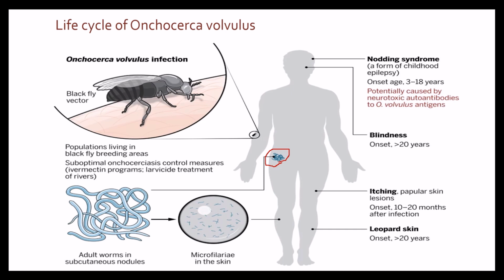Diagnosis is done later on. However, as you can see, this nodule here is one of the presentations, and then it can cause itching, leopard skin, blindness in later older adults, and it can cause nodding syndrome, which is a form of childhood epilepsy. And this diagram illustrates a lot of the symptoms which are caused by this parasite.